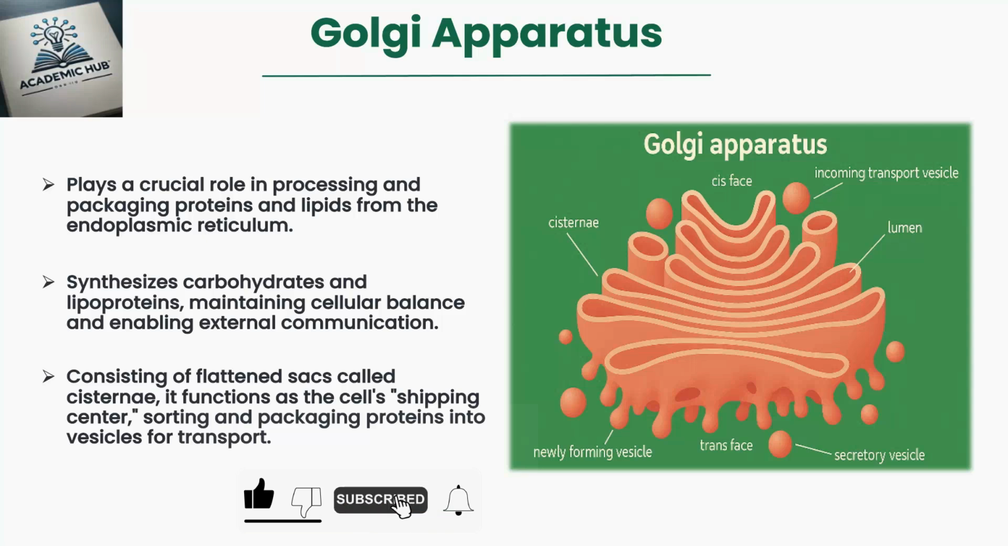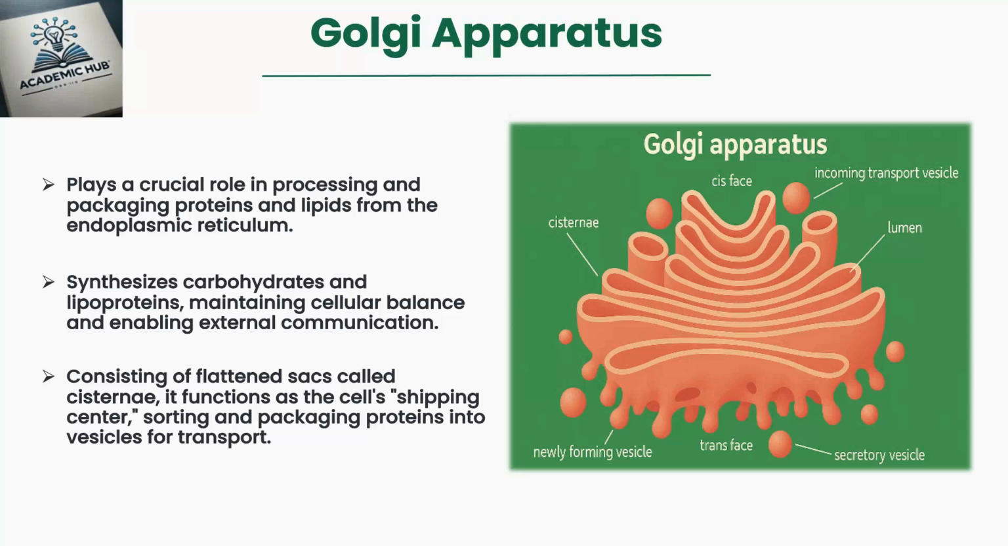Faulty Golgi function may contribute to the accumulation of toxic proteins in neurons. Third is cancer. Dysfunction of the Golgi apparatus can result in the unregulated secretion of growth factors, contributing to tumor development and progression. For example, Golgi function in Alzheimer's disease: the Golgi fails to properly process proteins, leading to the accumulation of beta amyloid plaques which damage brain cells.